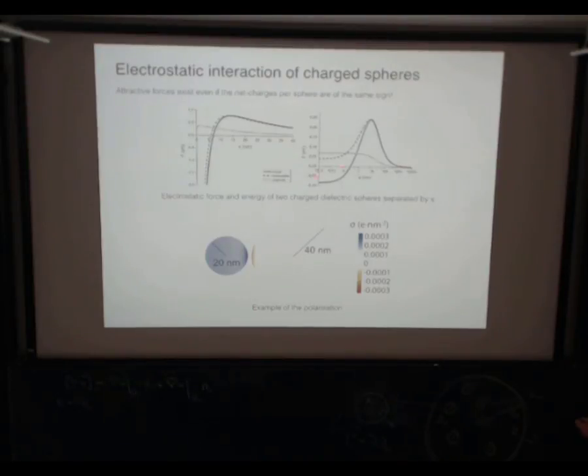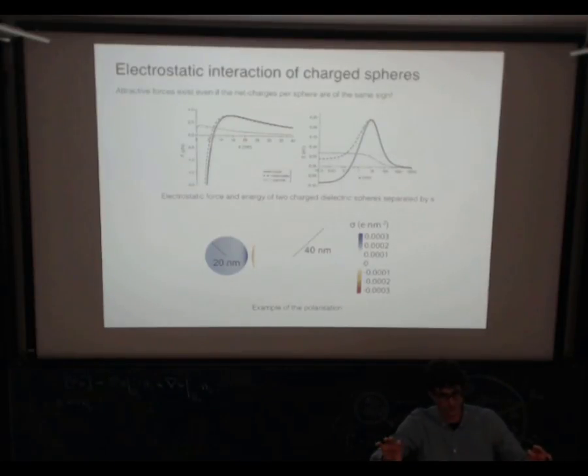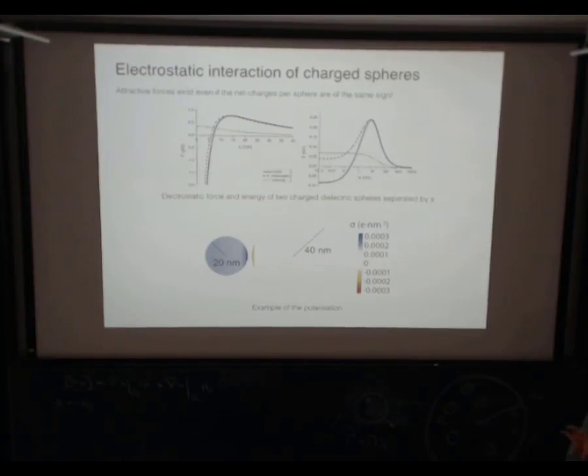But this is related to a completely different but very interesting physical problem. If you take two charged dielectric spheres, and they both have positive charge, you might find configurations where they are attractive, although the net charge of each of them is positive.